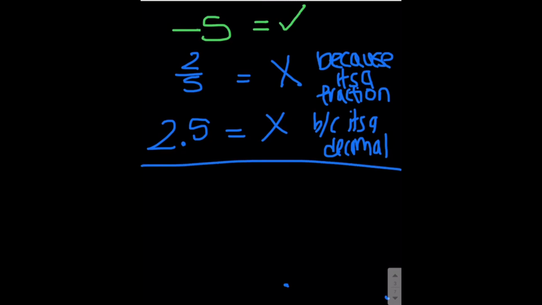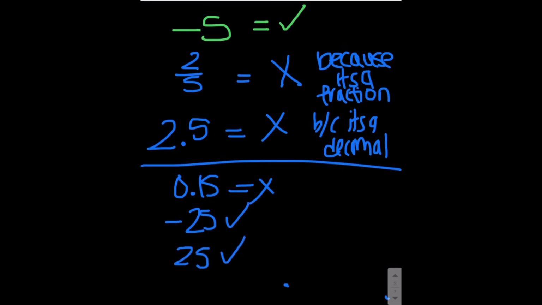And let's do, so 0.15 is still not an integer. Again, because it's a decimal. And -5 and 25. These are both integers, because they both, right, they're whole numbers. It doesn't matter if they're negative or a positive.